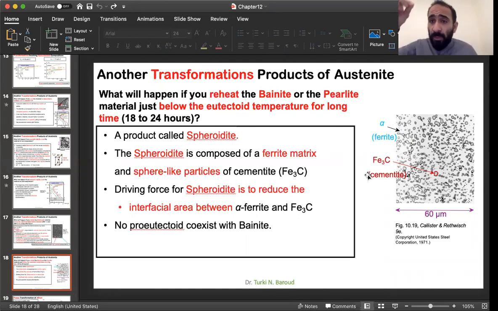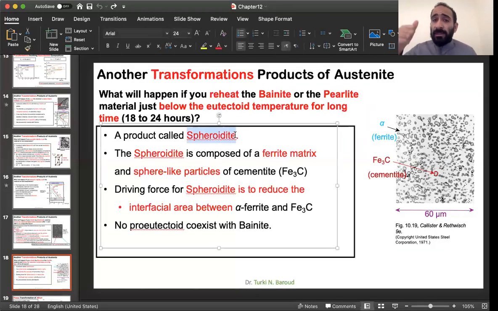This is similar to a water drop. When you have a water drop, the water is going to assume a sphere-like shape, because that's going to minimize the energy of the water droplet. Most of the water will be inside, so you have less interfacial area between the liquid water and the air outside. Okay, wonderful. So what's going to happen if we reheat the bainite and pearlite below the eutectoid temperature for a longer time? Well, you're going to form spheroidite.